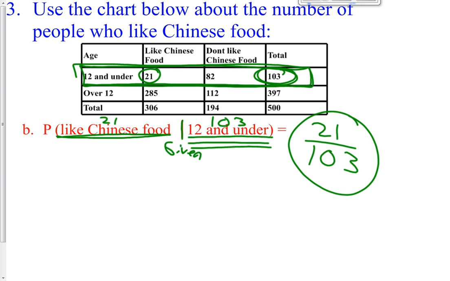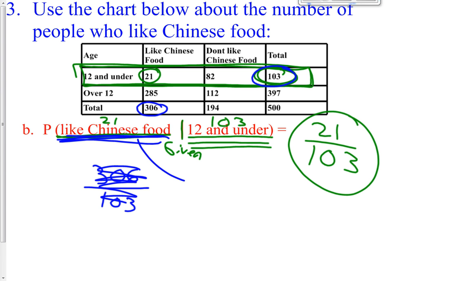Class, I just want to be very clear about this because I see this on a test a lot, where students do this 103, but then they see the probability that people like Chinese food, and they go down here and say, well, there's 306 people that like Chinese food, so they put 306 divided by 103. First of all, that's impossible because that's a probability that's greater than 1. Secondly, you have to be very careful that you only choose this out of this group. So out of the 103, which ones like Chinese food? Well, it's the 21 out of the 103. So be very careful about that when you're doing your chapter test.